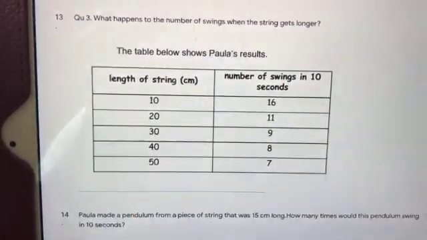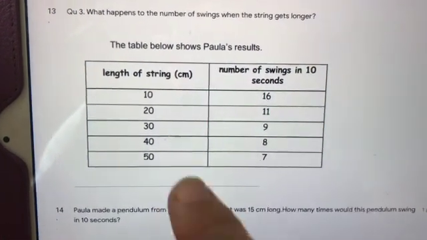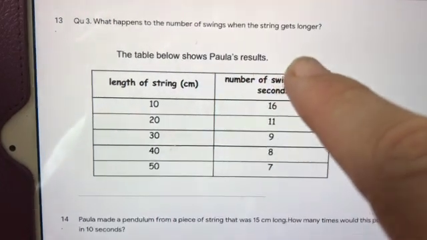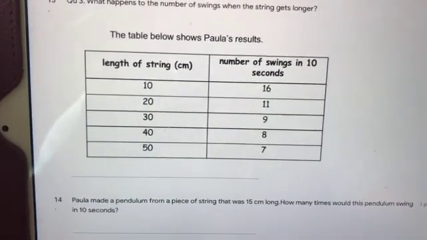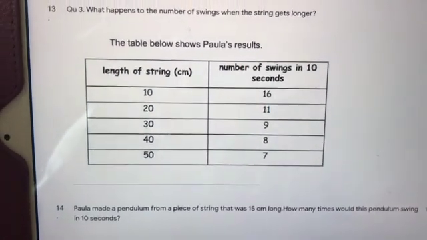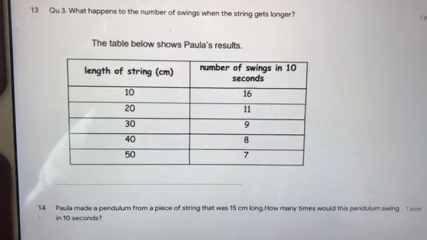Right, here's a different experiment with a pendulum, showing how long the string is and how many swings there are. What happens to the number of swings when the string gets longer? Now, lots of my class certainly were using the word decrease. That's really good to see. Well done if you're using that word, that good scientific language.